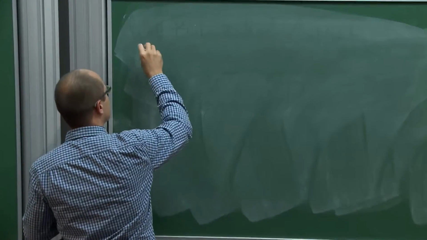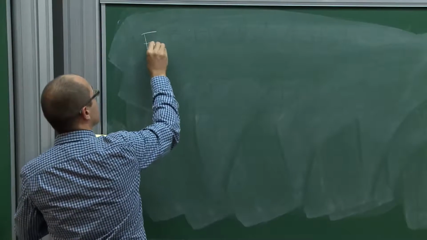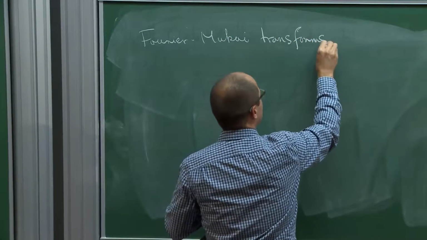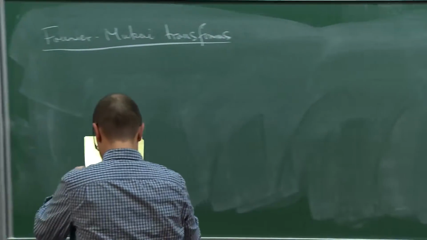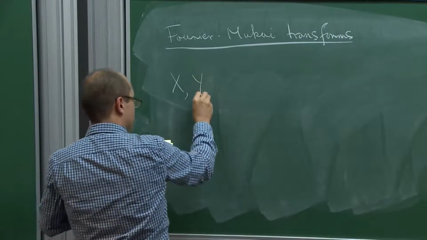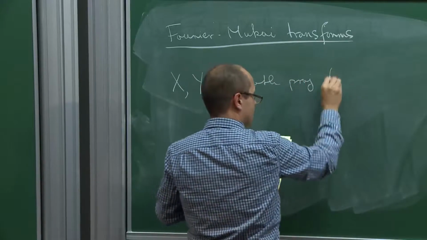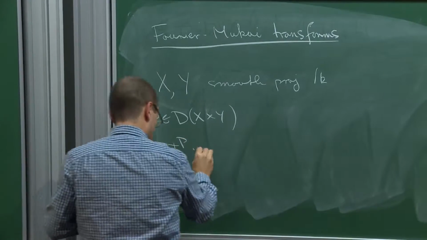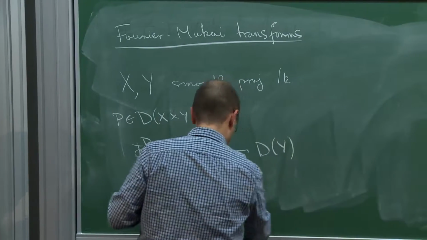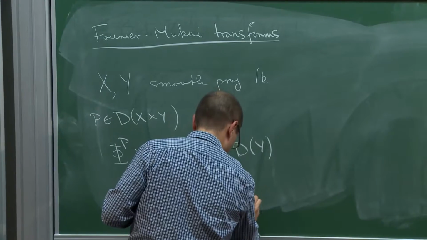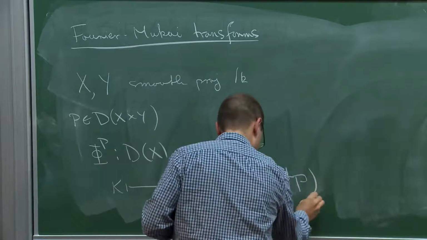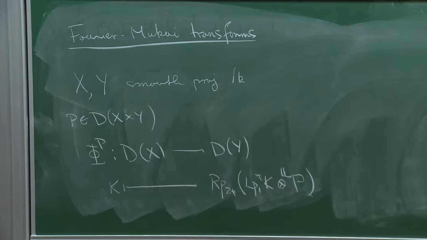Yeah. So let me review. There's two ingredients that came up in Francois' talk, but let me review just a few basics. Fourier-Mukai transforms. So X, Y are smooth projective over K. If I have an object P of the derived category of the product, I get such a functor by sending K to Rp2 lower star of p1 upper star K tensor P. Okay, so that's the standard transform: pull back, tensor and push down.